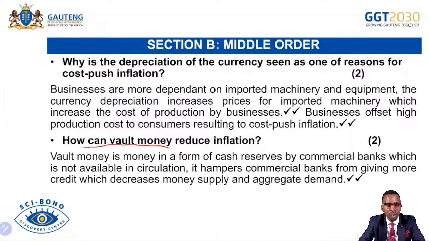Let's look at the answer. Vault money is the money in the form of cash reserve held by commercial banks, which is not available in circulation. It hampers commercial banks from giving more credit, which decreases money supply and aggregate demand.